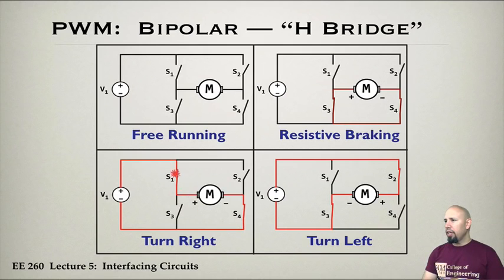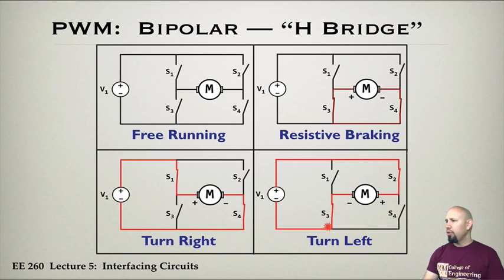In this configuration, when we close this switch and this switch, the current can flow through the motor this way. The voltage across the motor appears this way, and this will allow the motor to turn right, which would be clockwise. So this connection of switches would allow the turning right. If we now close these two switches, then the current can flow this direction, and notice now the voltage across the motor appears in the opposite order, and this would cause the motor to turn left, or counterclockwise.